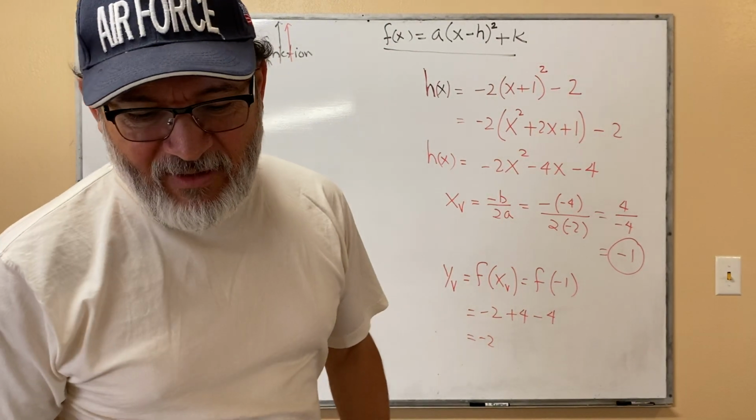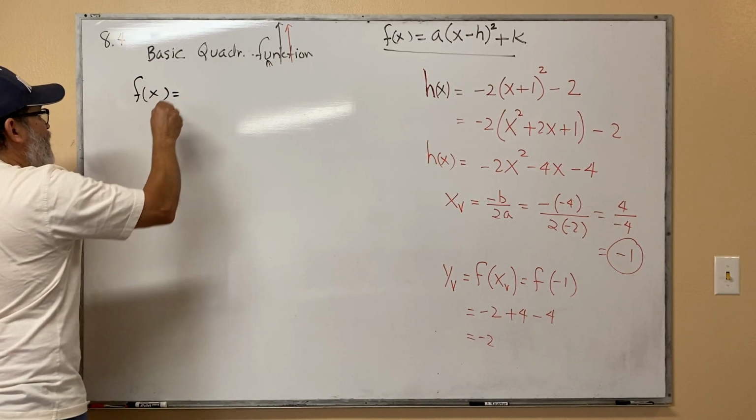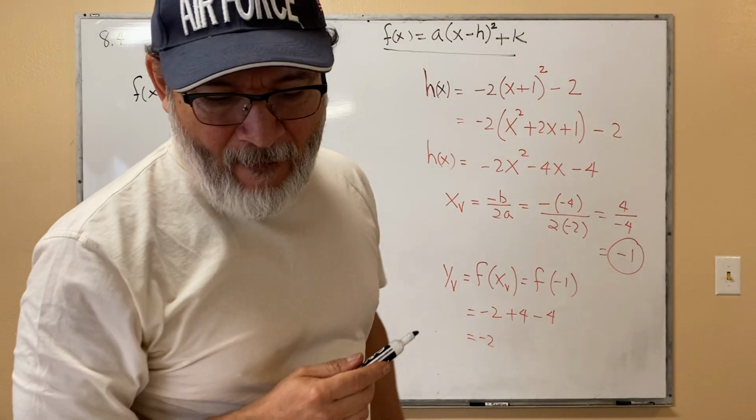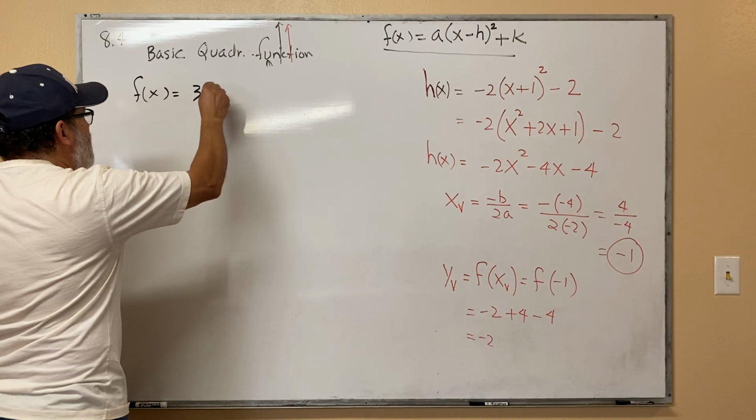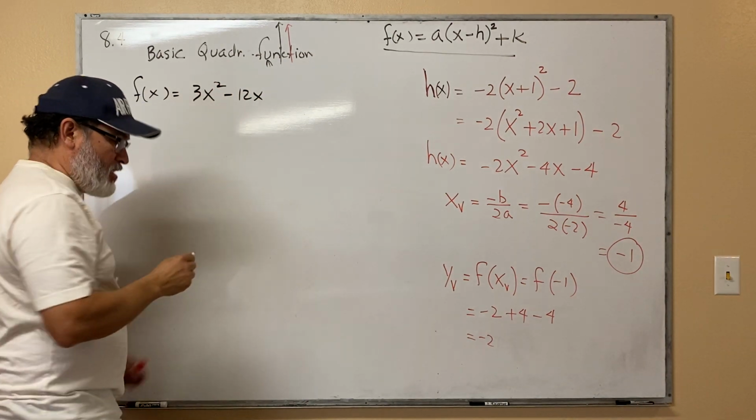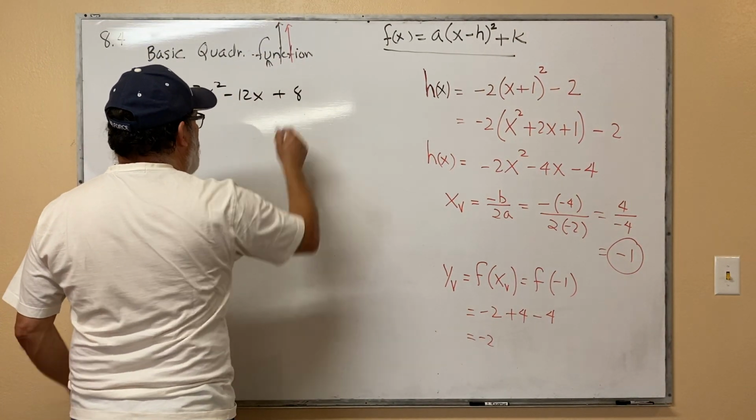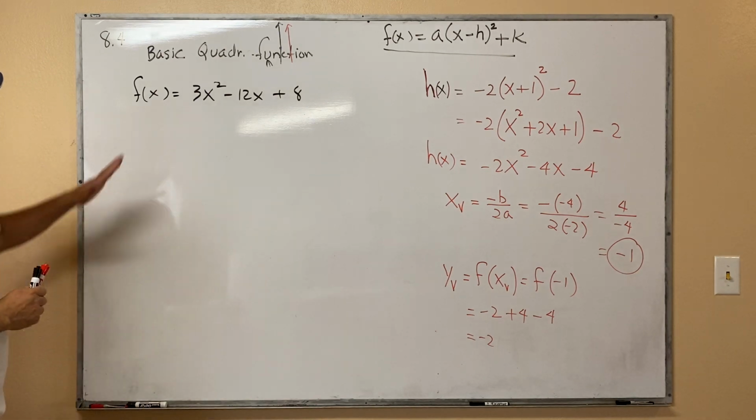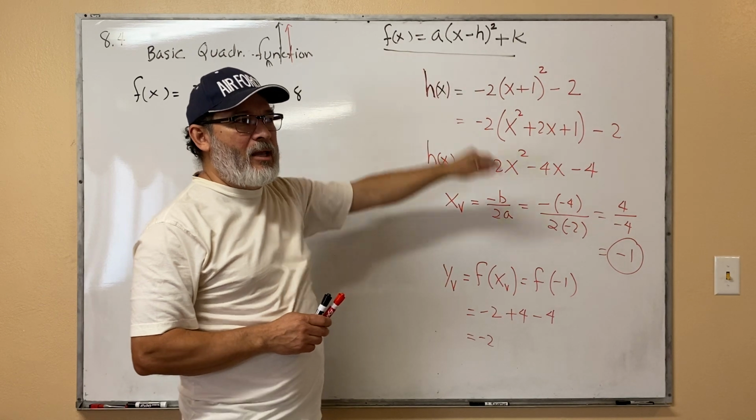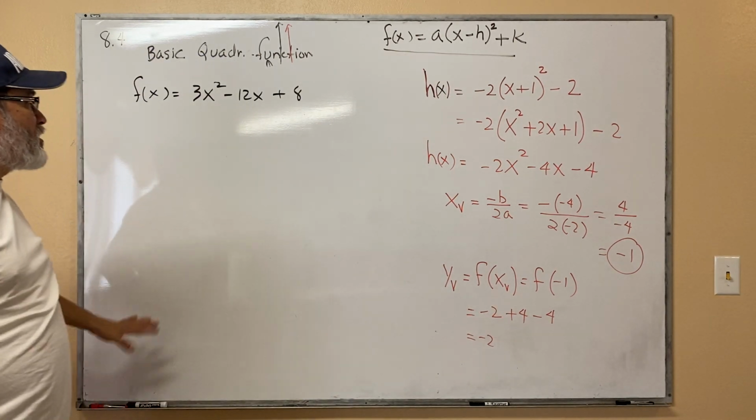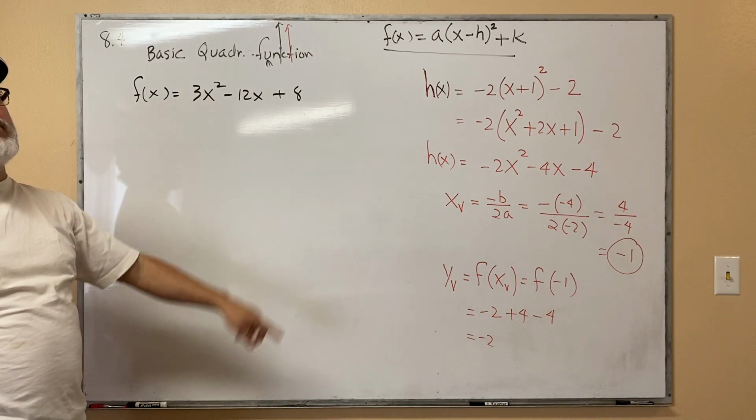Okay, so if we are told f of x equals 3x squared minus 12x, and then what else? Plus 8. And they tell us, express this function in that form. And you're going to say to yourself, yes, we can. We can express this function in that form.